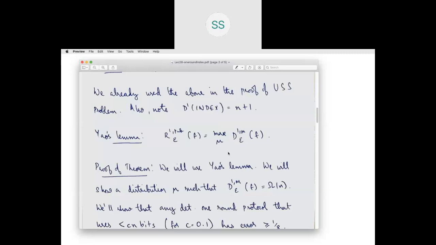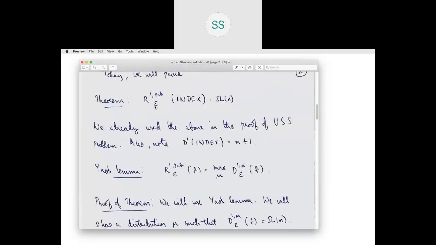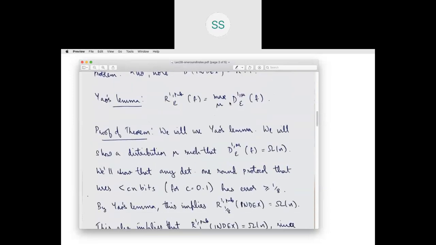So the proof is exactly the same proof as what we have seen, where we did not have this one round. So I'm not really going to go into the proof. It's exactly the same argument. If you're interested, you could just write it down for yourself. So we will use this result to show the randomized one round complexity of the index lower bound.